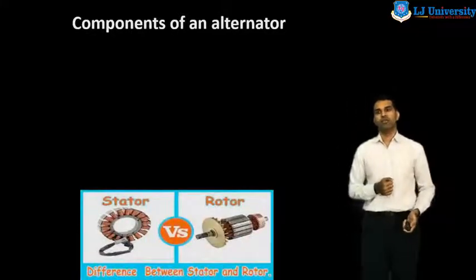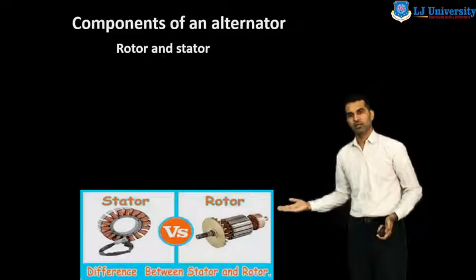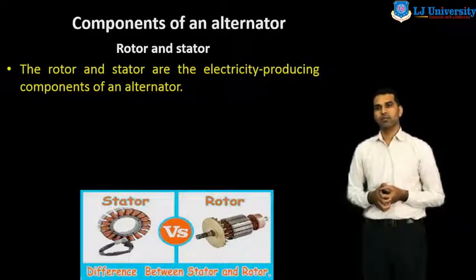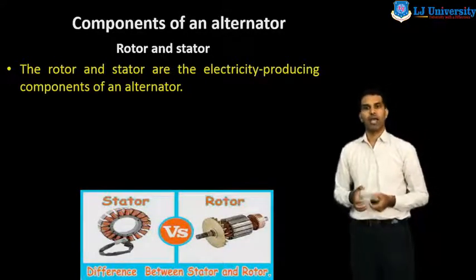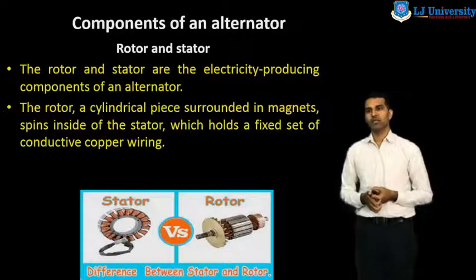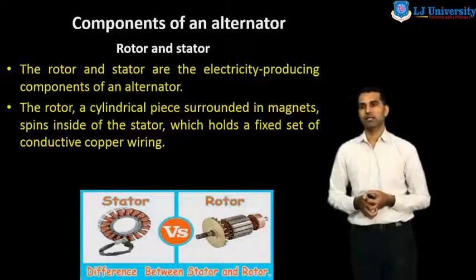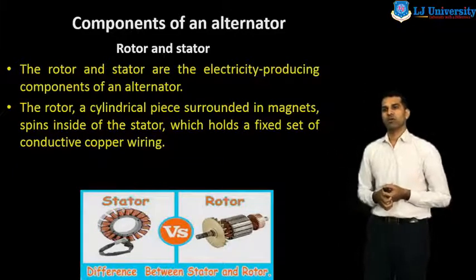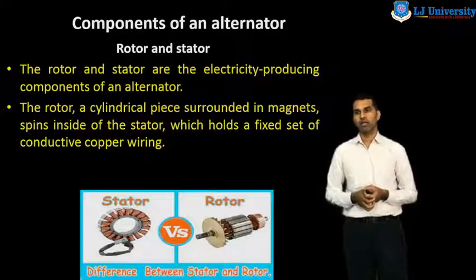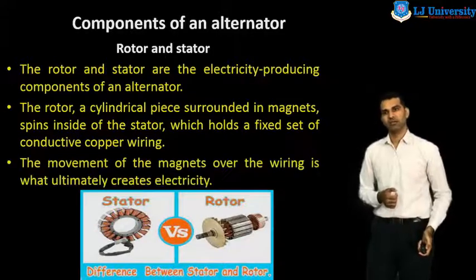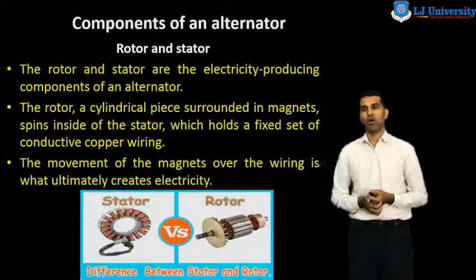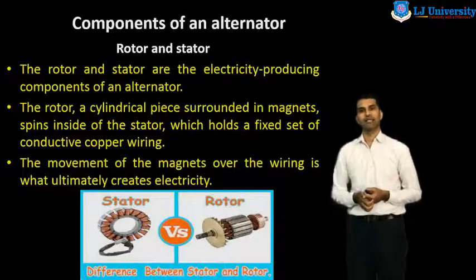First, we discuss the rotor and stator. The rotor and stator are the electricity-producing components of an alternator. The rotor, a cylindrical piece surrounded by a magnet, spins inside the stator, which holds a fixed set of conductive copper wiring. The movement of the magnet over the wiring is what ultimately creates electricity.